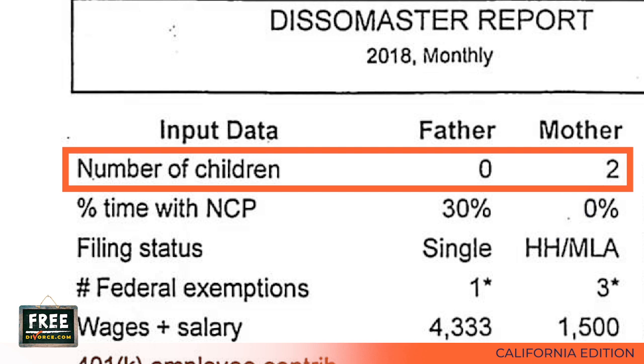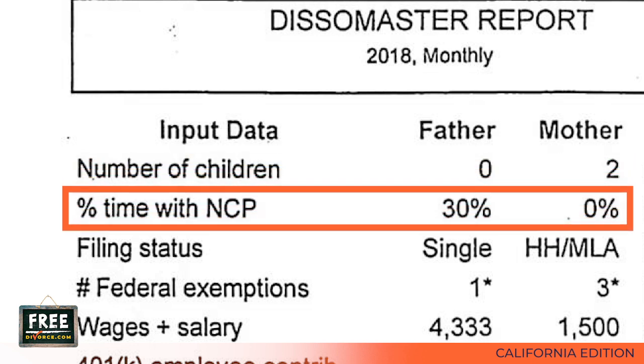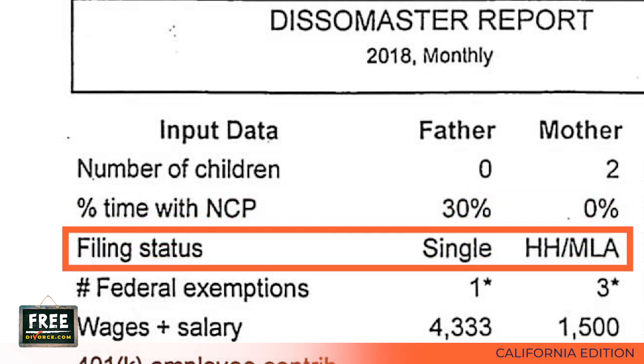The second data entry line reads percent time with NCP. Now that means what percentage of time the children spend with the non-custodial parent. That's what NCP stands for, non-custodial parent. We have entered 30% in father's column. That means the children spend 30% of their time in father's physical custody and the rest of their time with mother. The next data entry is filing status.